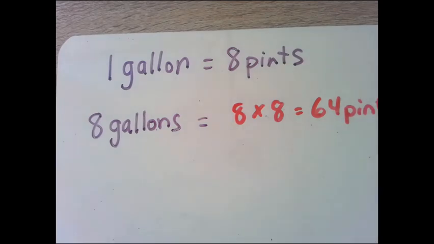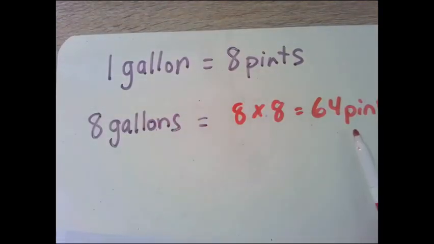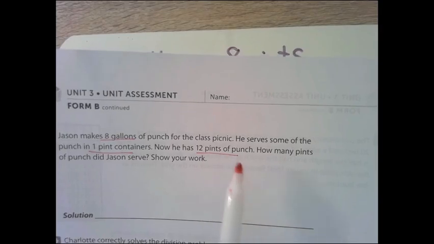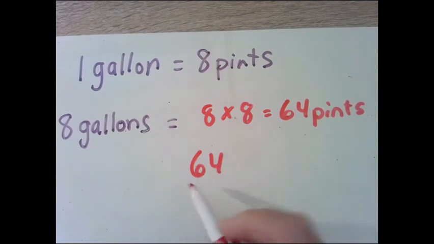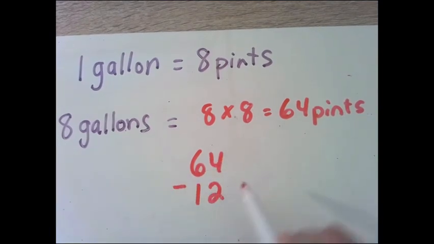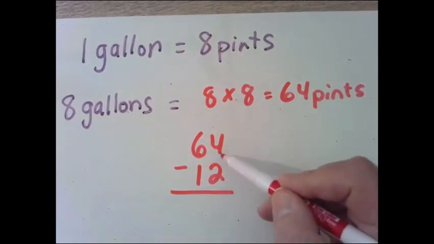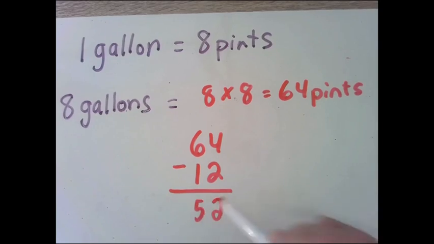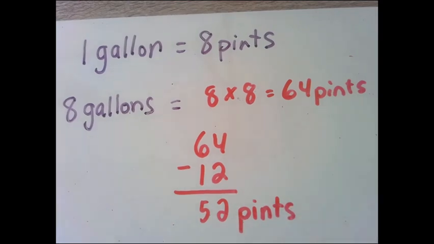Okay, but now, coming back to the problem, Jason served a bunch of pints. Well, he started out with 64 pints, as a matter of fact. And then he served some pints. But after he was done serving, he was left with 12 pints of punch. So we're going to take the 64 pints that he started with, and take away the 12 he had left. And that will give you how much he served, right? So 64 take away 12. 4 take away 2 is 2. 6 take away 1 is 5. So Jason served 52 pints.